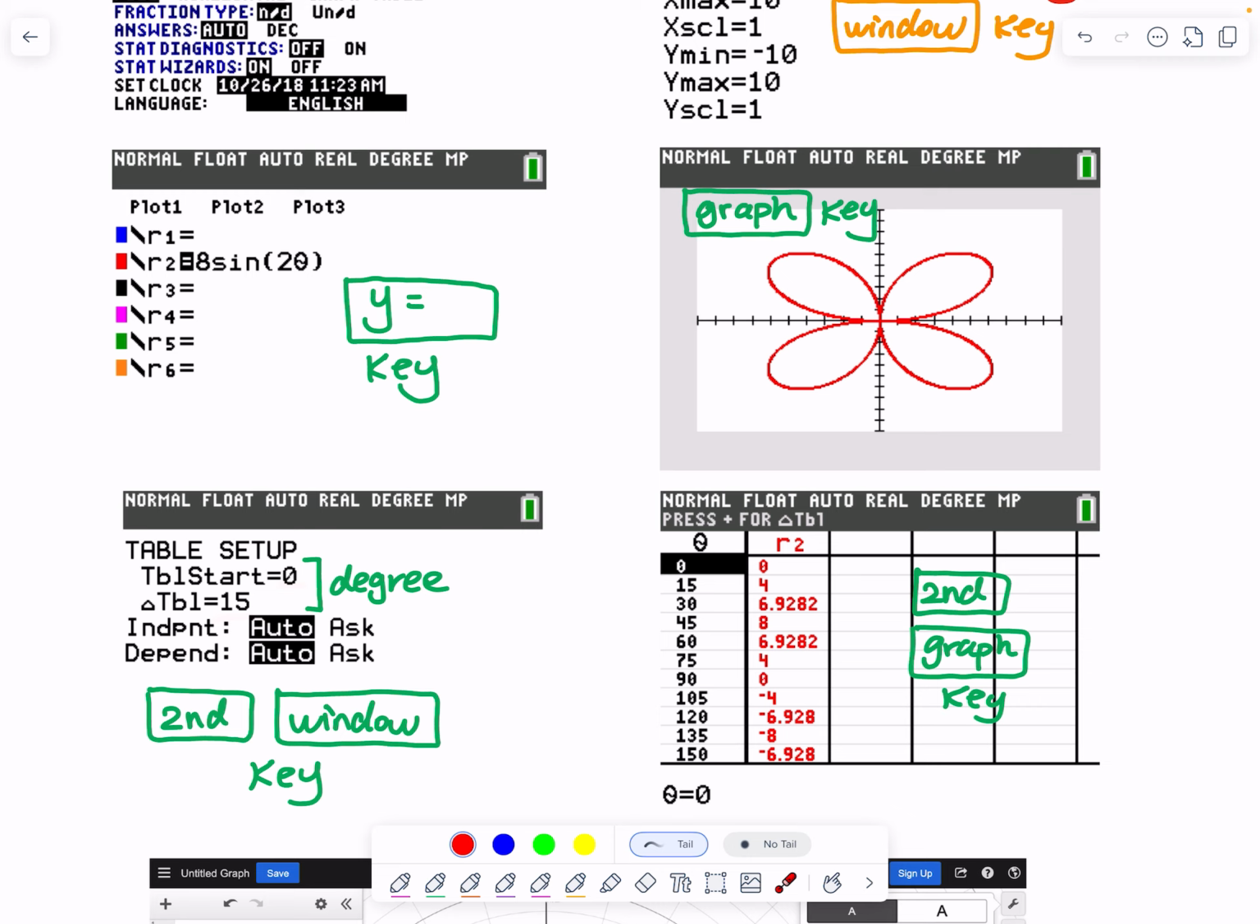And then once you're ready, you click second graph. Above the graph key, there is the word TABLE in blue. That's why you click the blue second key, and then you click graph. And then you see all these table values. Click the down button to see more. And then you copy that over to your graphing paper, or to your paper.